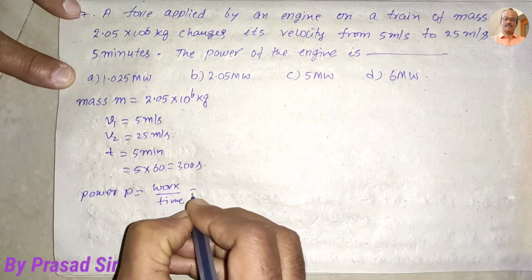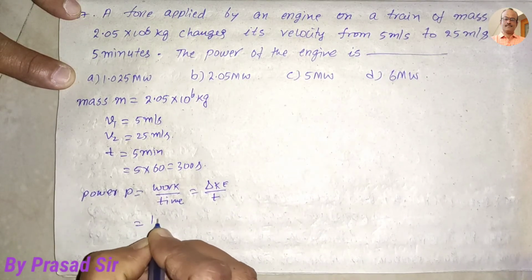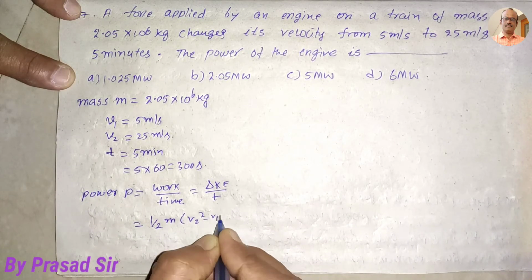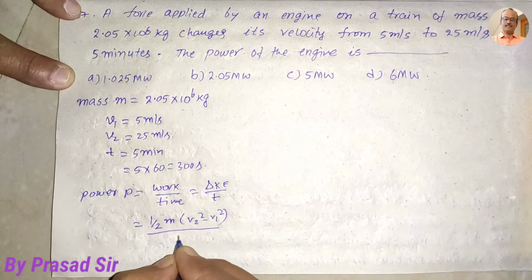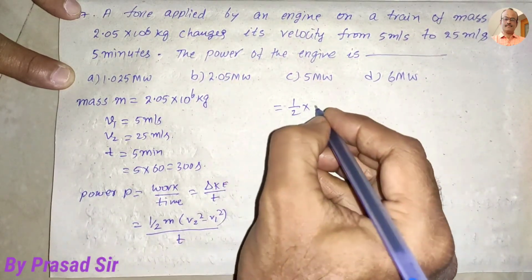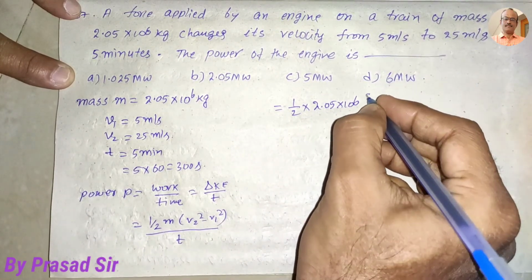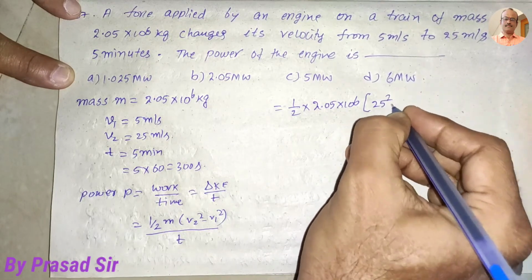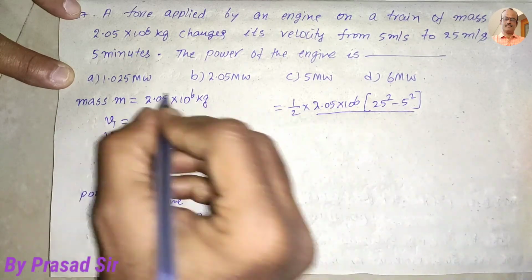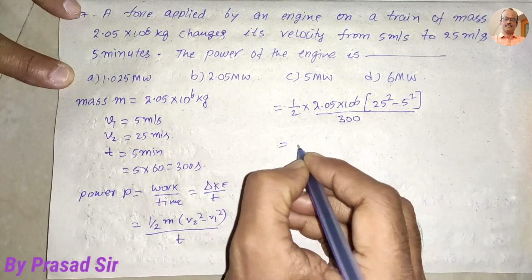Work is nothing but change in kinetic energy divided by time. So change in kinetic energy is nothing but half m times v2 square minus v1 square, divided by time. Now substitute the values. Here half into mass 2.05 into 10 to the power of 6 times v2 25 square minus 5 square, divided by time, which is 300. So here 2 into 300.